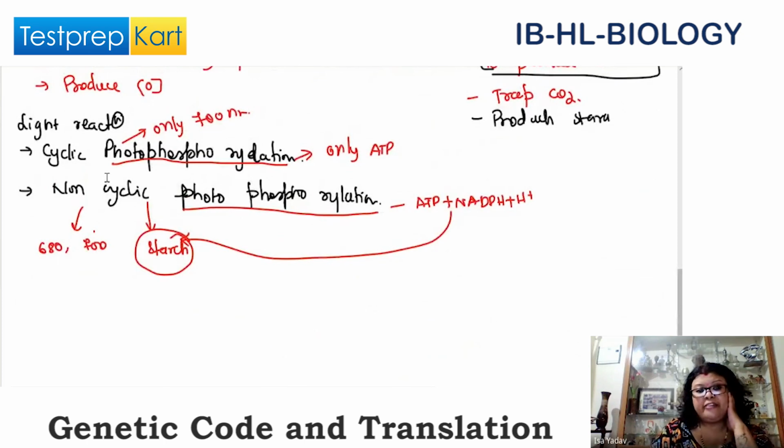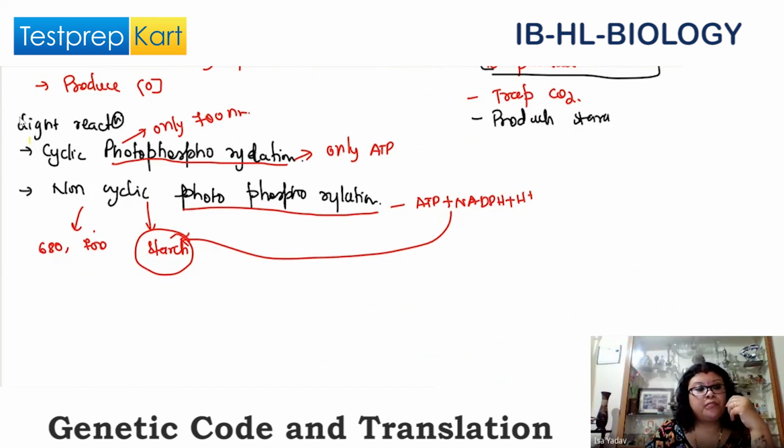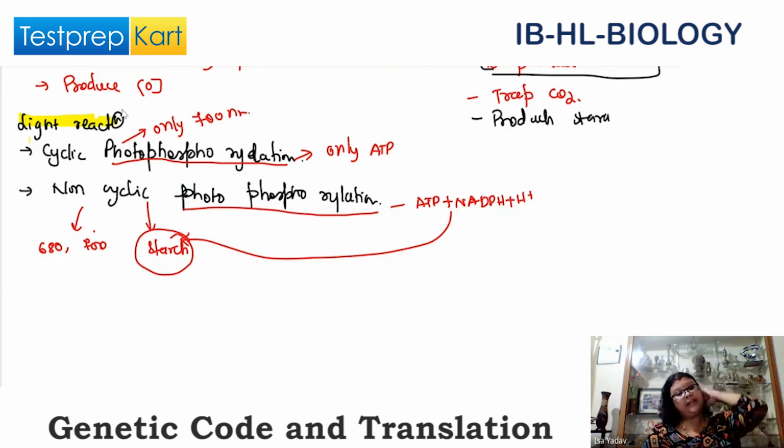See, non-cyclic photophosphorylation and cyclic photophosphorylation, what are they? They are light reaction or not? Yes, light reaction. So in light reaction, cyclic photophosphorylation occurs at 700 only, and non-cyclic at 680 and 700. Okay.